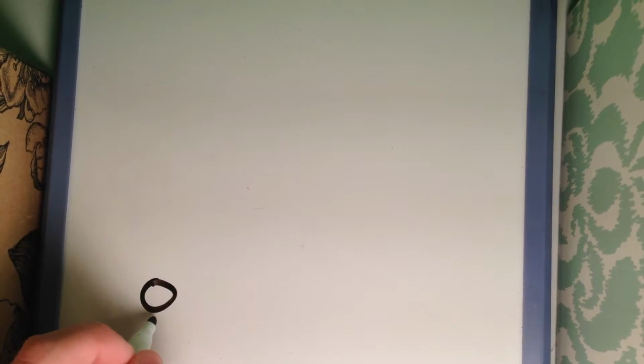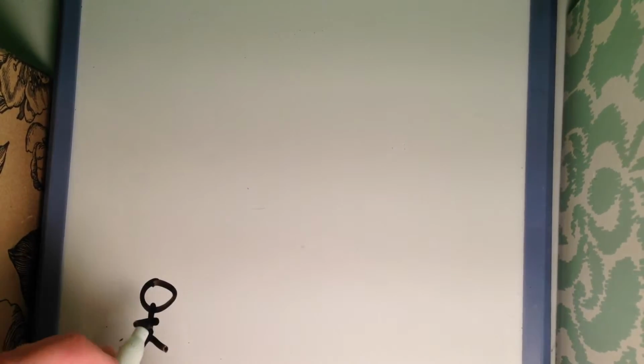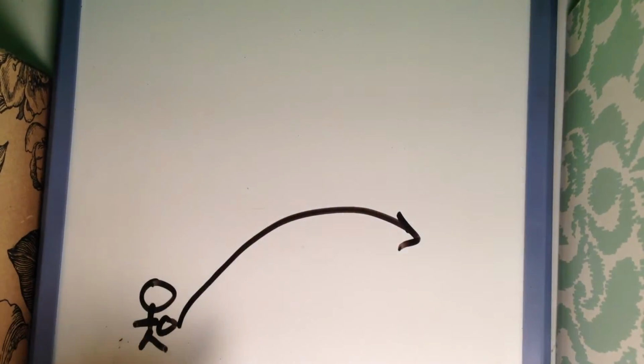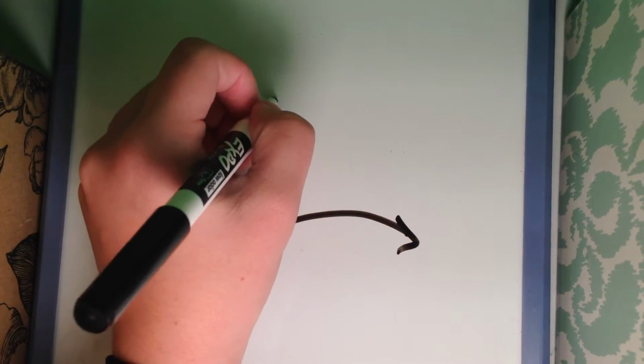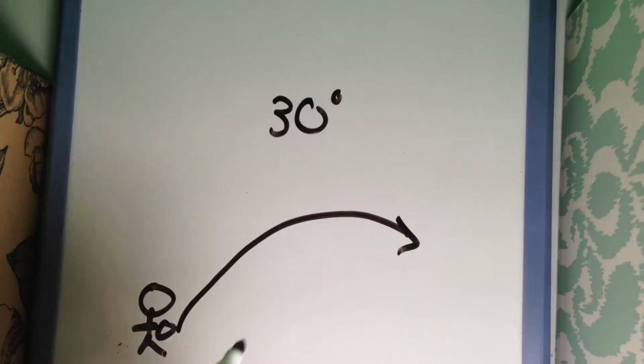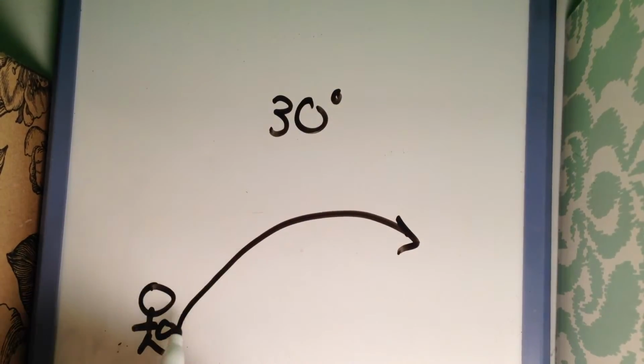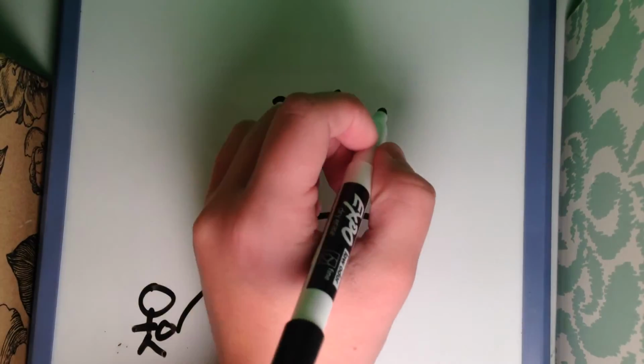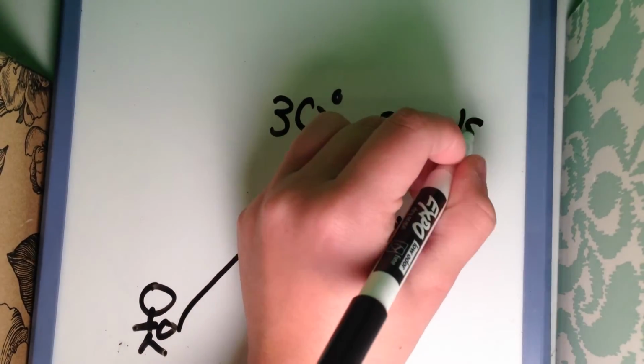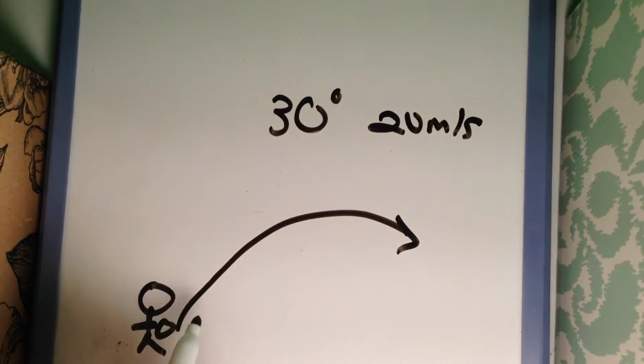So if you had a person, and this person was throwing a soccer ball, and we're ignoring air resistance here, and they threw that ball at 20 meters per second at a 30-degree angle, you'd want to figure out the horizontal and vertical velocities. That way you could solve for how far you went, how high you went, and everything. So you can use trigonometry to solve for any of these things.